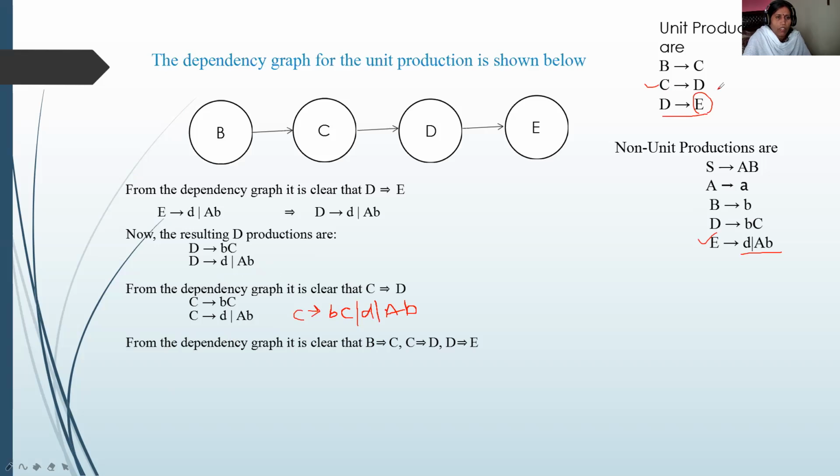So now there is a production of this form, C produces D. So we have to take all the non-unit productions of D. E's non-unit productions have become D's non-unit productions. Now D's non-unit productions are going to be the non-unit productions of C. So C produces BC or D or AB.